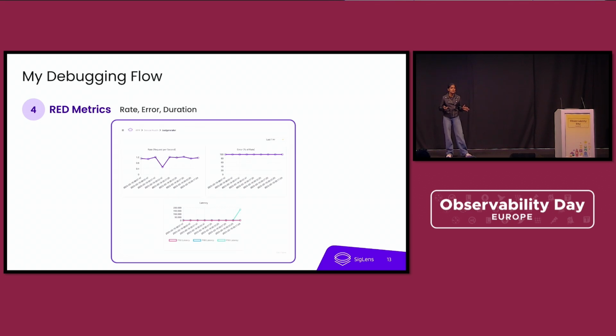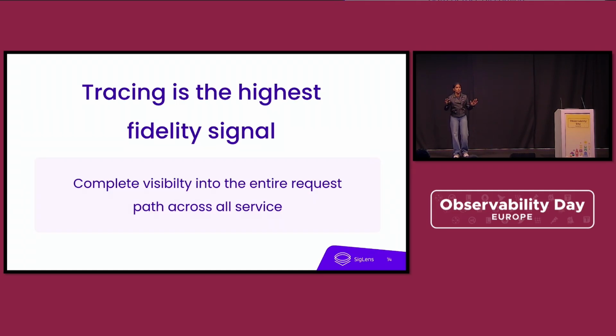For a deeper analysis, I move to the RED metrics. Rate is the requests, how many requests are happening. Errors tell me if something is wrong and how often it is happening. Duration is how long it is taking. So during this whole process, you can see that tracing provides the highest fidelity signal. It provides complete visibility into the entire request path across all the services. Now you have a complete picture of what is happening inside your system. It connects all the dots between the services and the components.